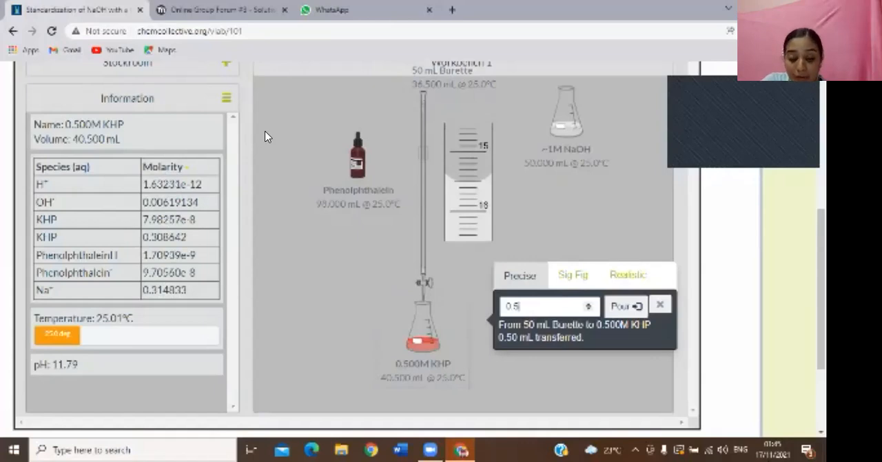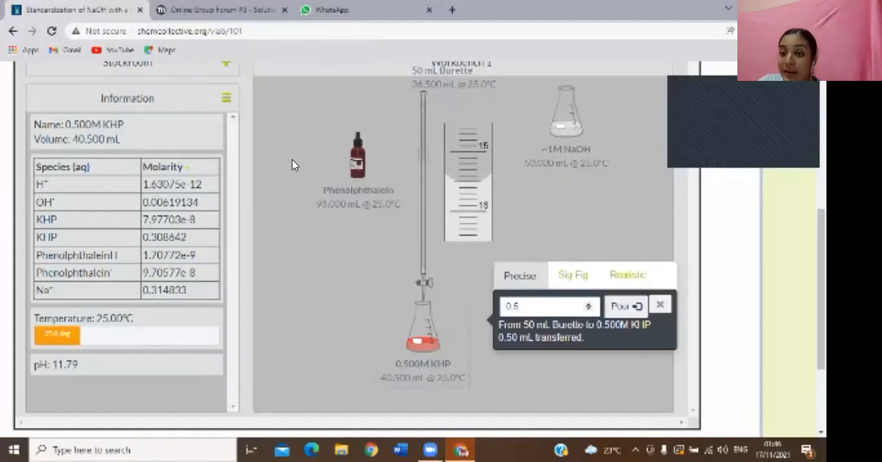converting the 0.5 molar to 25 ml, which will be 12.5 moles of acid KHP. So 1 mole of sodium hydroxide equals 1 mole of KHP, which is the 12.5 moles of NaOH.